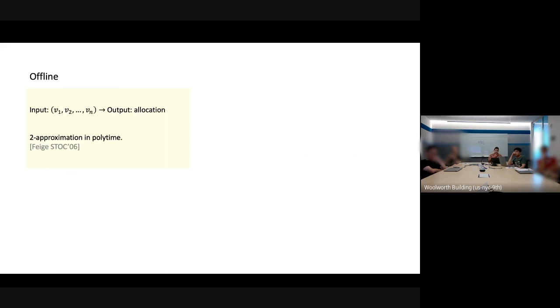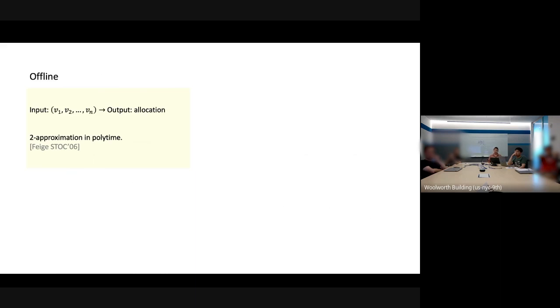Now, I want to mention some prior results that are interesting or related to what we do. First, if we consider the offline setting, in an offline setting, we observe all valuation functions, and we have to output an allocation, a partition of the items, and which items go to which agents.